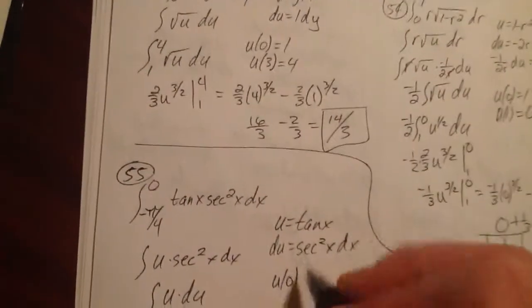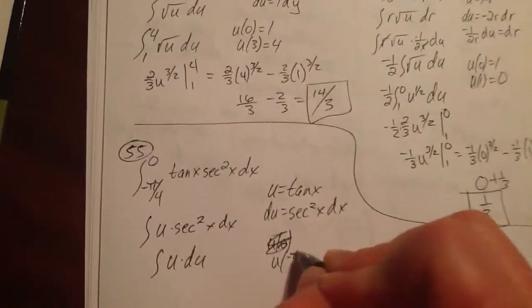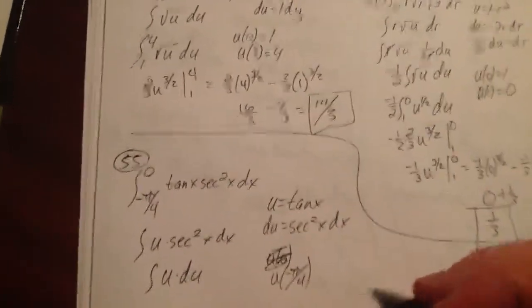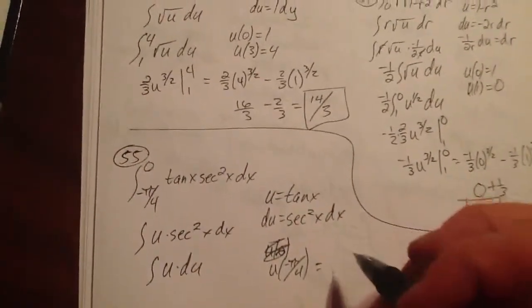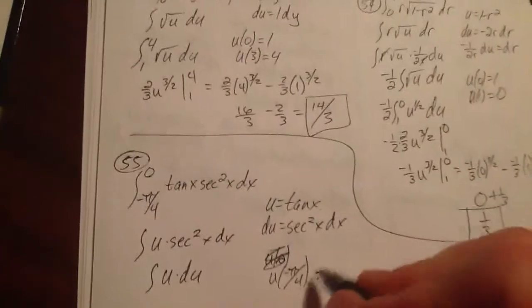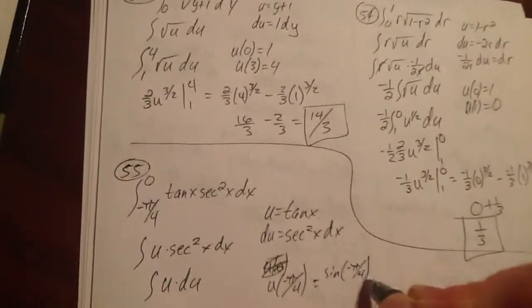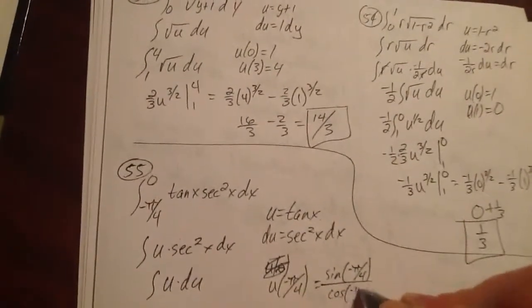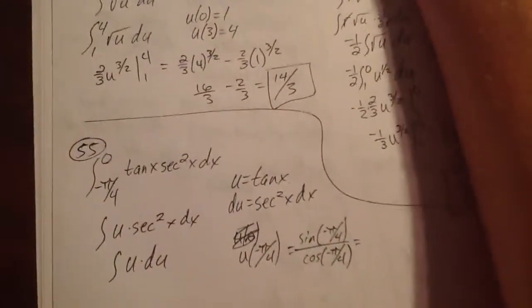U of negative pi over 4. Oh man, I don't remember these. What's u? What's tangent of negative pi over 4? Let's see. Tangent is sine of negative pi over 4 over the cosine of negative pi over 4. So, what's pi? I'm going to have to pull up the unit circle. I don't remember this. I'll Google one up right now.